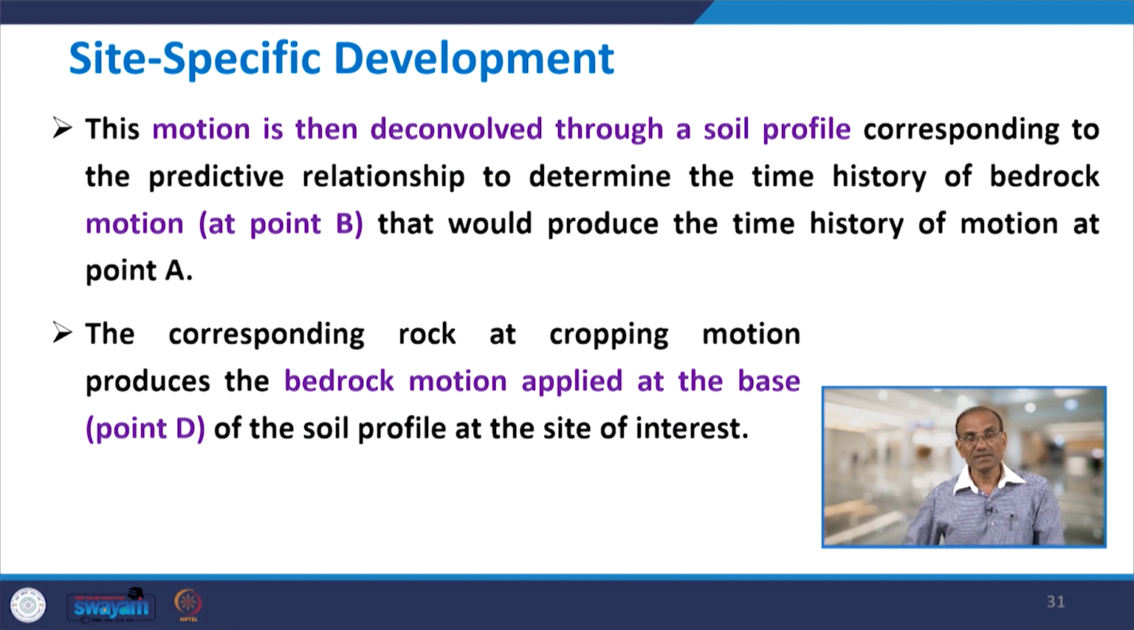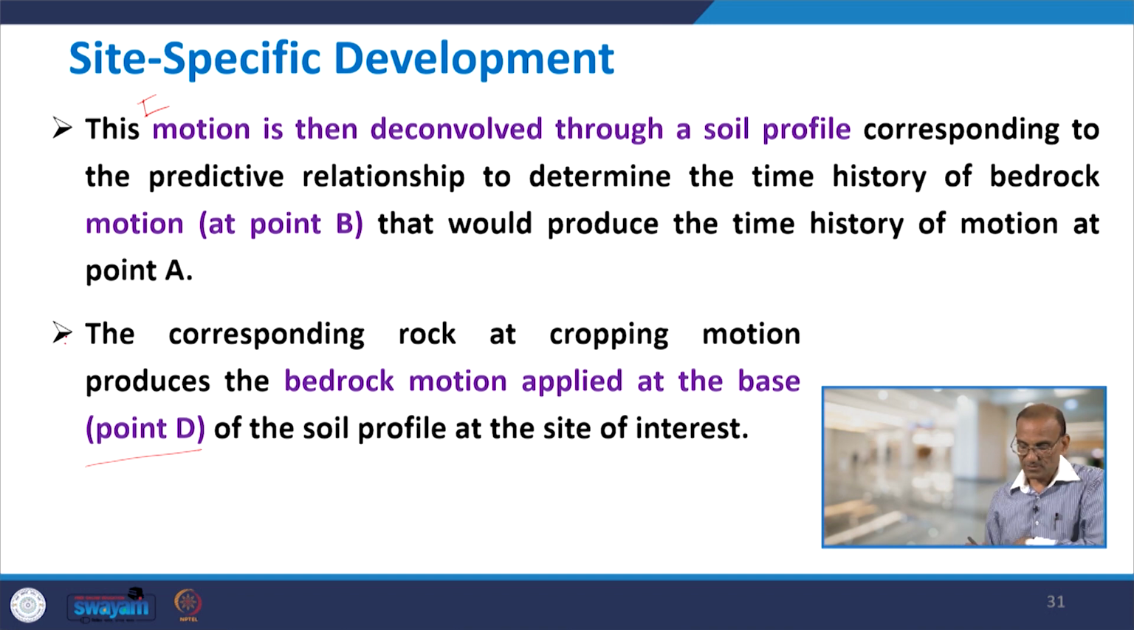And how is it done? The motion first is deconvoluted. So this is the first step. The motion is deconvoluted through a soil profile corresponding to the predictor to determine the time history of bedrock motion at point B that would produce the time history of motion at point A. This corresponding rock outcropping motion produces the bedrock motion applied at the base, that is point D. So you have this. This is the first step, and in the second step, once you find point B, you go from point B to point C.